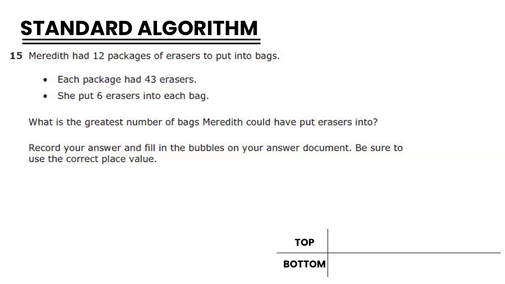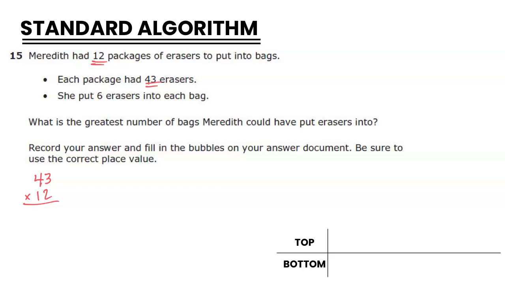What we see first is that Meredith had 12 packages of erasers and that each of those 12 packages had 43 erasers. And so the first thing we're going to want to do is multiply 43 times 12 in order to determine the total number of erasers that we have in these 12 packages.